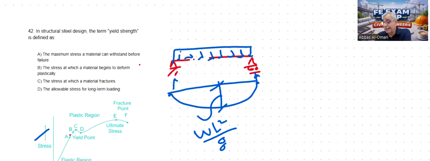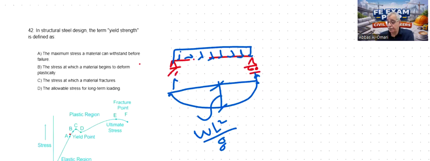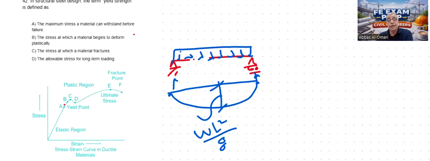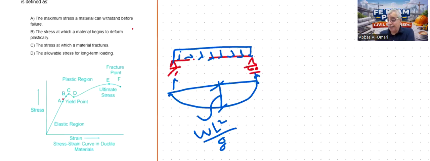Now, in structural steel design, the term yield strength is defined as. Now, this is about the yield strength. So this is the stress strain diagram for an elastic material like steel. There are different important limits on this diagram. Point A is the elastic limit. Point B is the yield point. So the question is about point B. And for example, point E is the ultimate stress.